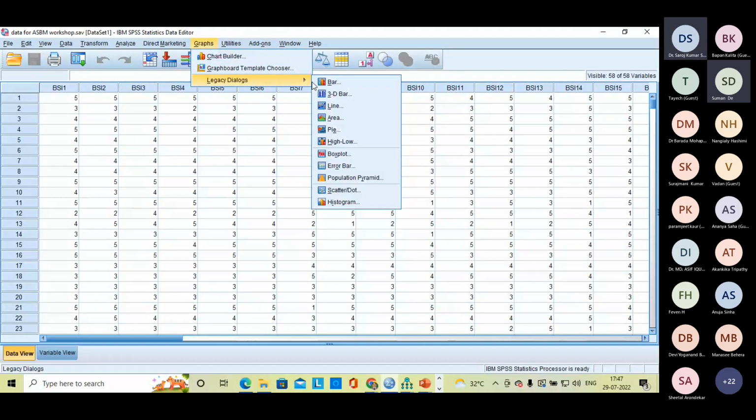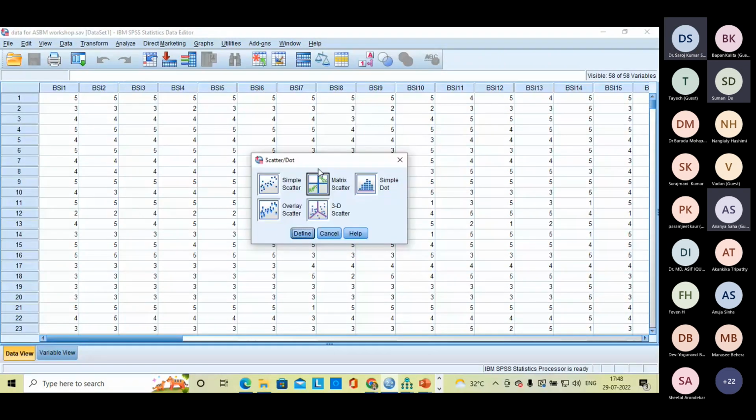Now go to the scatter plot. So again, I'm saying, go to the Graph, go to Legacy Dialogs, go to the scatter plot and click there. Look at here, there is an automatic pop-up box. And click on the matrix scatter.